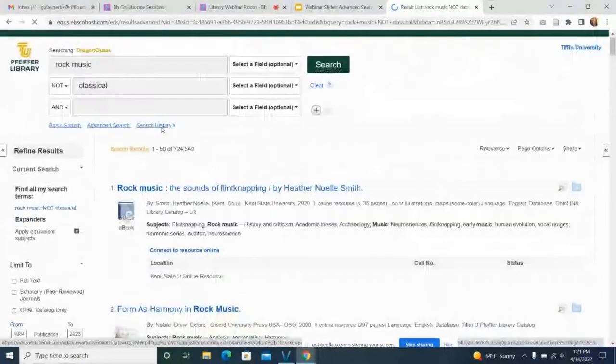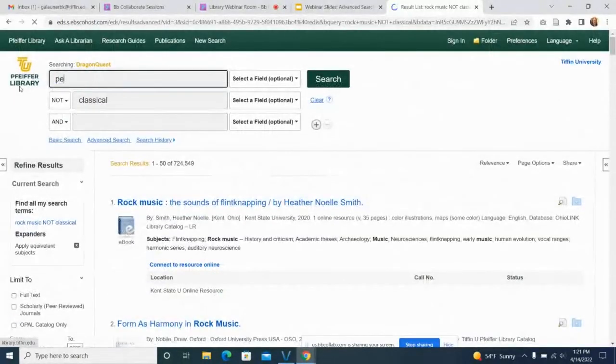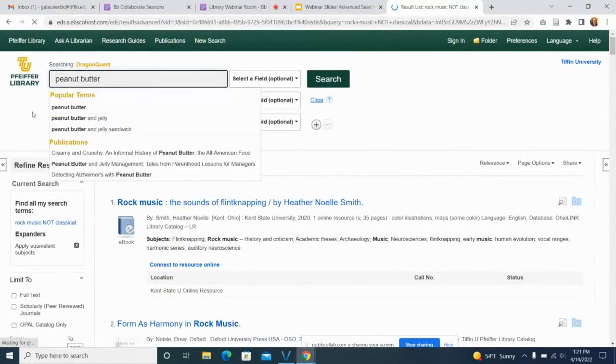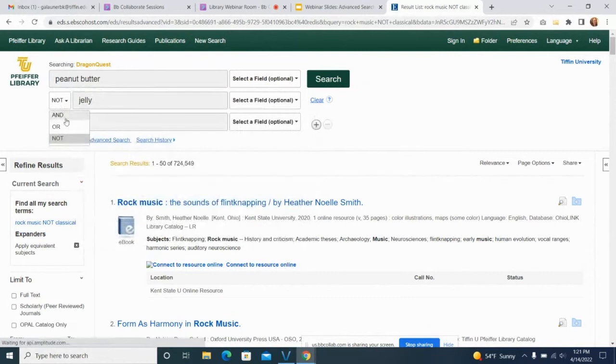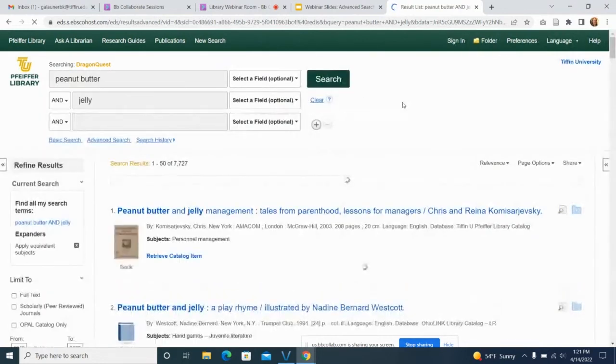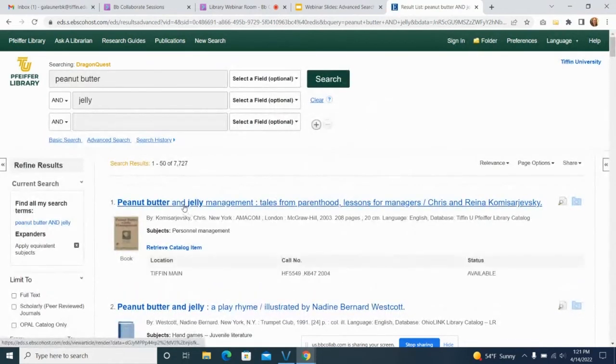So you'll see how that works. And then I'll go ahead and demonstrate the peanut butter and jelly example. I'm going to change this to and. And you'll see just in the first couple of results, there's both peanut butter and jelly.